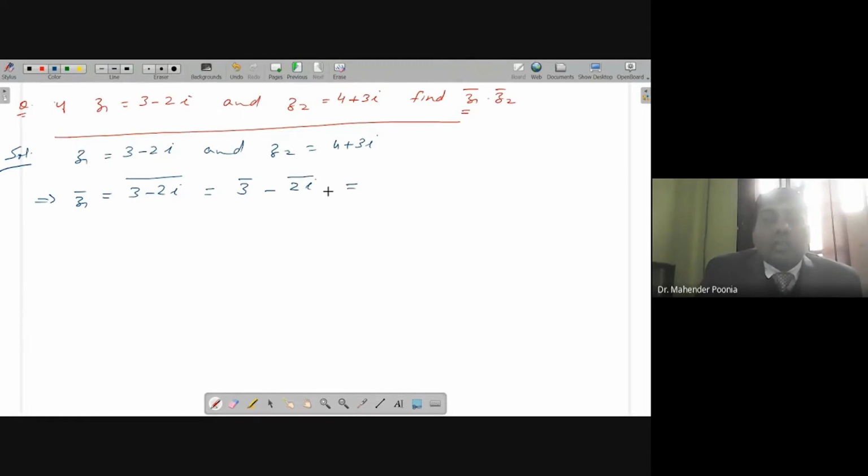But the conjugate of a real number is always as it is. So 3 conjugate is equal to 3. And for finding the conjugate of iota, we replace iota by minus iota. Then it becomes minus minus, plus 2 iota, right?